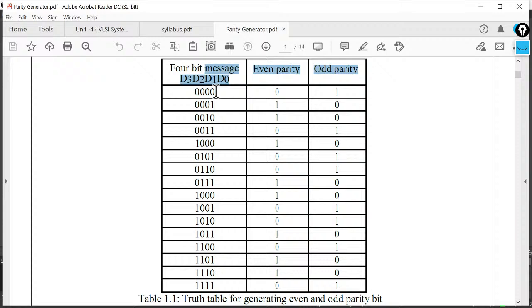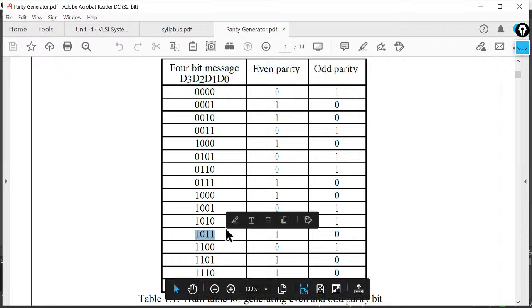So here in the first message, the number of 1s is 0, and 0 is an even number. That's why in the even parity case, the parity bit will be 0. In the second message, the number of 1s is 1, and that is odd. That's why in the even parity case, the parity bit will be 1.